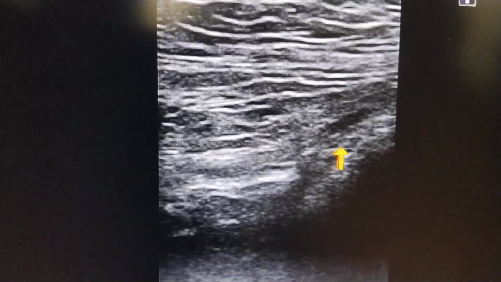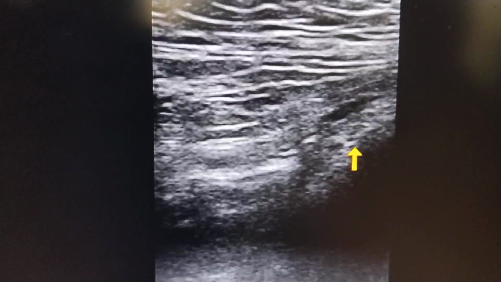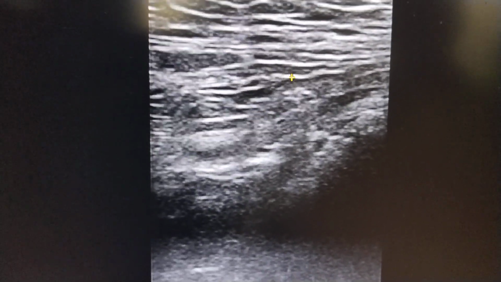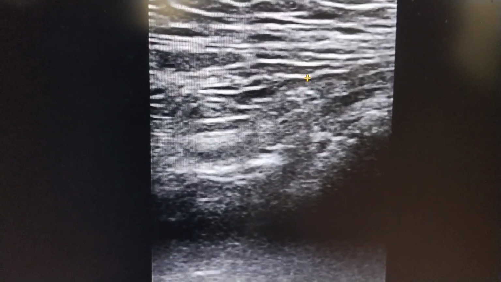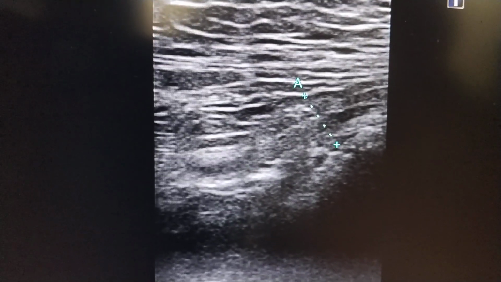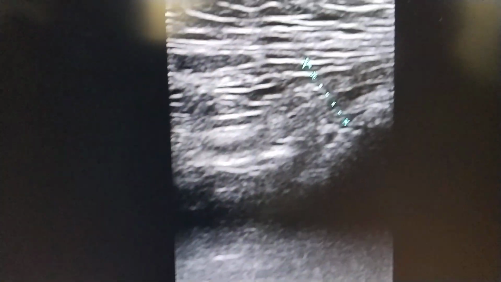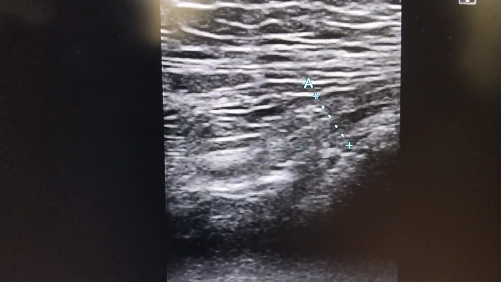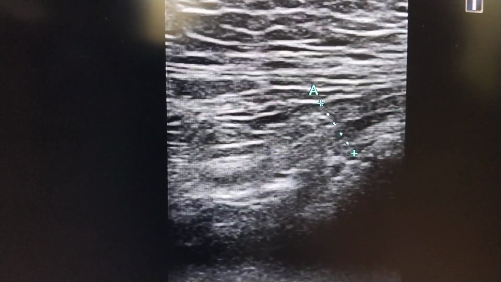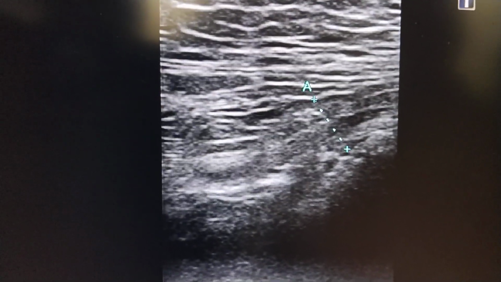Then I have reached the point where the superficial inguinal ring is present. This is the superficial inguinal ring, through which the cord or the round ligament passes into the groin region or into the scrotum: spermatic cord for the male, round ligament for the female.